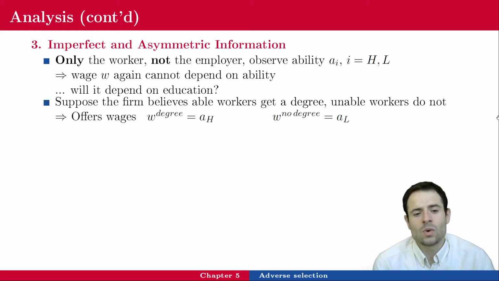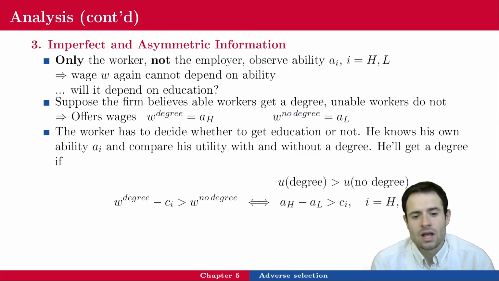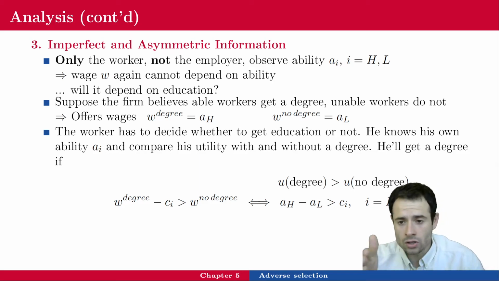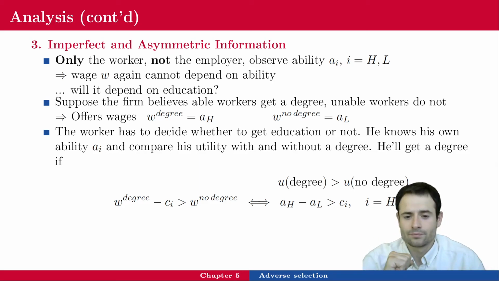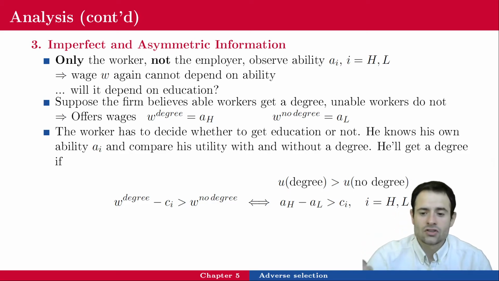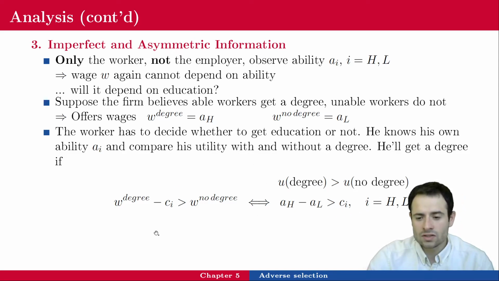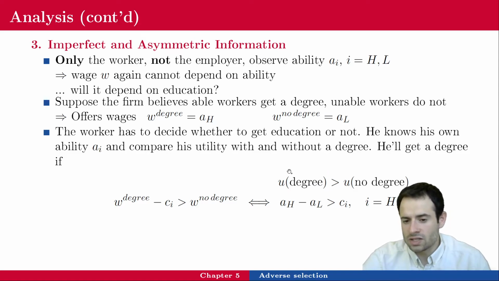So, this is what we assume. We assume the firm believes that. Then the worker has to decide whether to get an education or not, based on the corresponding wages. He knows his own ability, and he's going to compare his utility with and without a degree. Note that he knows his ability, so there is no expectation here, nowhere, because the worker is not facing any risk or uncertainty. So now we need to compare the utility of getting a degree versus not getting a degree.